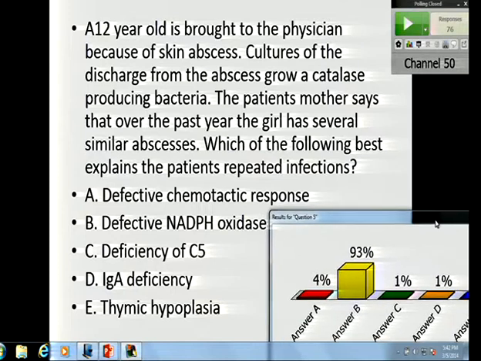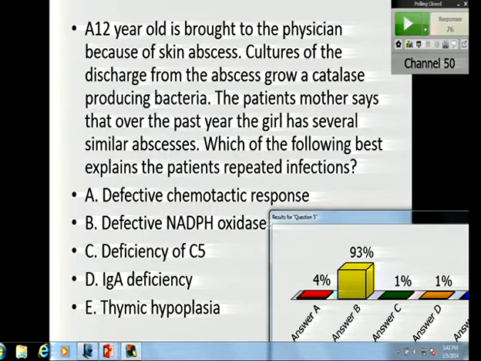Okay. So what is this? What's the defect? It's chronic granulomatous disease, because the child is getting recurrent infections with catalase producing bacteria. So this is because of a deficiency in NADPH oxidase. The other thing you should remember is the nitro blue tetrazolium test. Will it be yellow or blue? It will be yellow, okay? If the NADPH oxidase is defective, it doesn't get the blue color, it stays yellow. So this is a deficiency of NADPH oxidase.